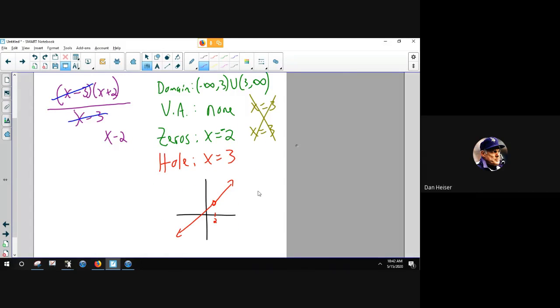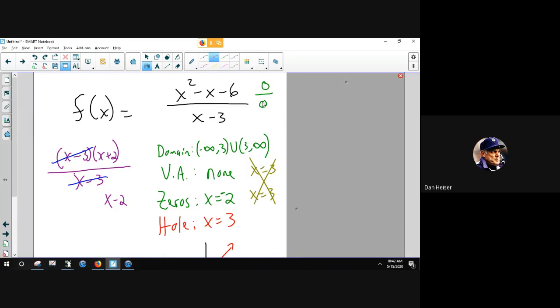And why did I label that as 2? Second mistake today. This should be 3. It's 2 mistakes today. Must be Friday. Hole at 3. Plugging in 3 gives us 0 over 0.